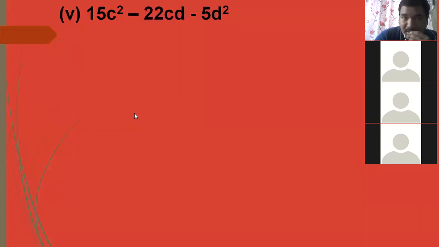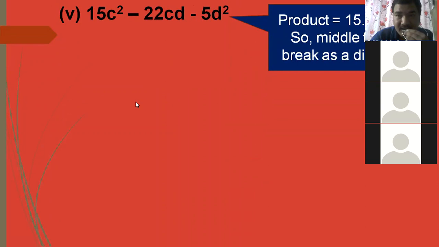Which one do we have to multiply first, children? Can you tell? 15 and 5. 15 and minus 5. Yes, 15 and minus 5. What will it be? Minus 75. Now tell, will we get this 22 by adding or subtracting, children? Subtracting, because it is coming minus 75, right? Then what will be there?